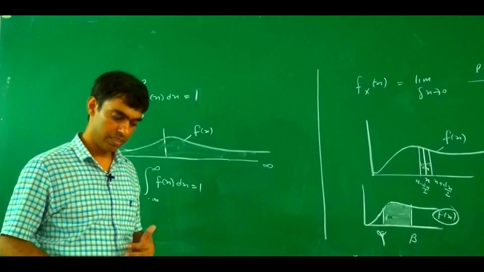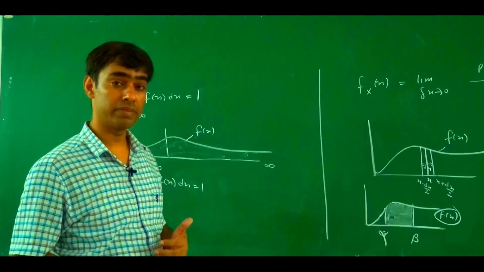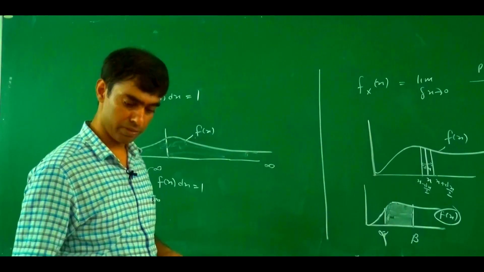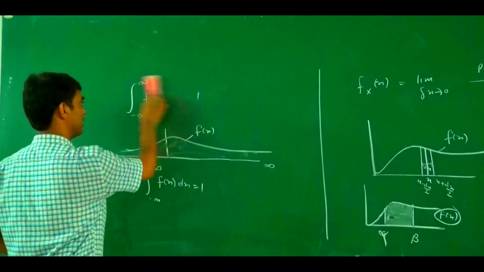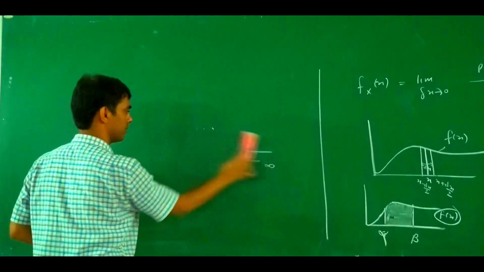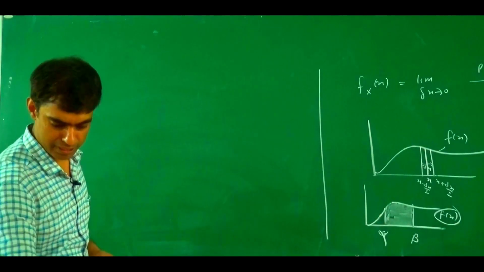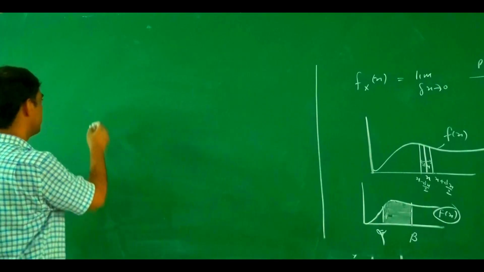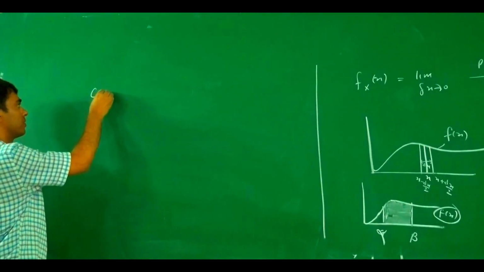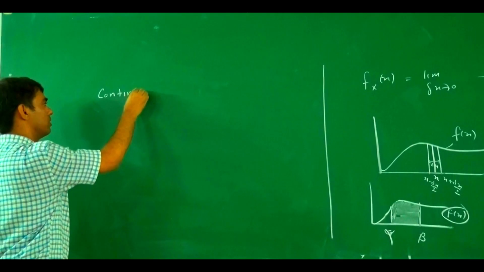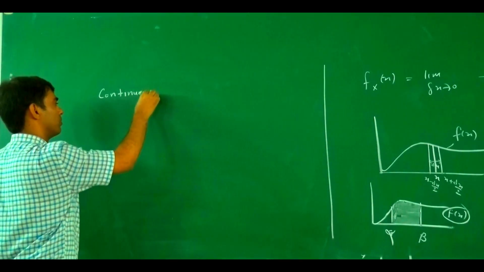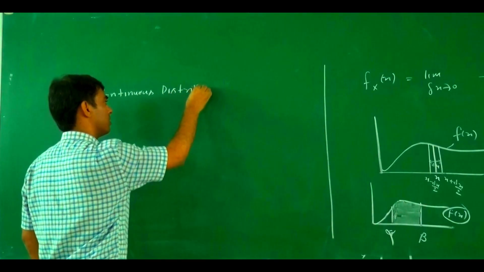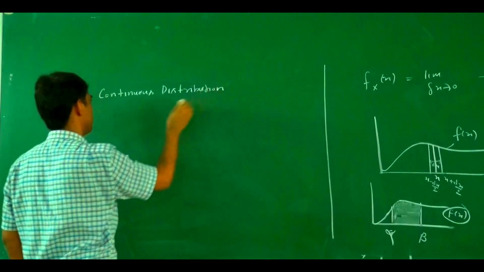Like the discrete distribution function, there is a continuous distribution function. So how do we define the continuous distribution function?